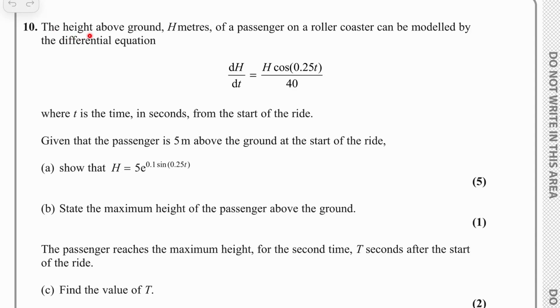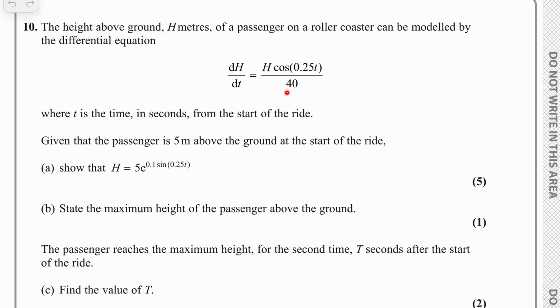So we're told that the height above the ground, h meters, of a passenger on a roller coaster can be modelled by this differential equation, where t is the time in seconds from the start of a ride. We're given that the passenger is 5 meters above the ground at the start of the ride, and we need to show that h is equal to 5 times e to the power of 0.1 sine of a quarter t.